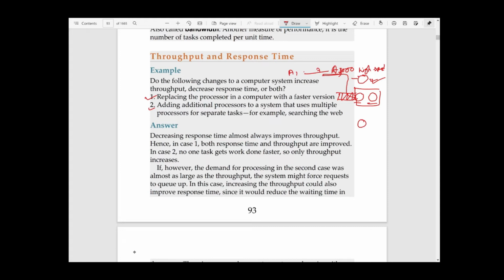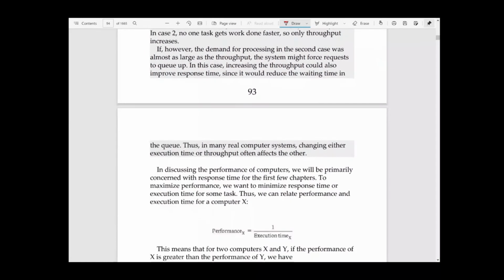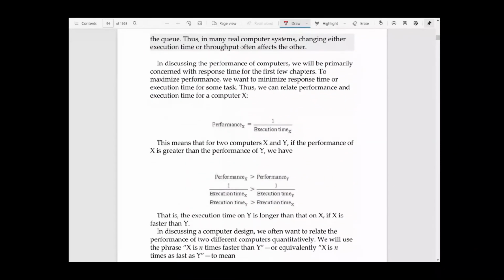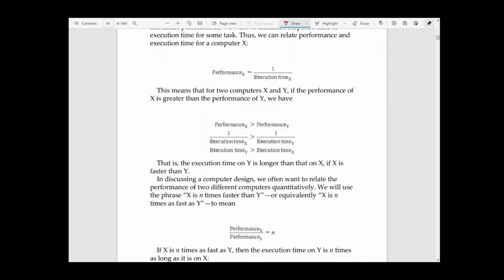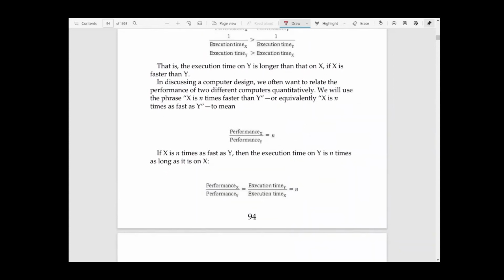So all these points are written here, you have to understand it. Read this paper, this chapter, this section, you will understand it. And then there are some formulas written here: performance is 1 by execution time, performance x is greater than performance y. I am not explaining this because I have already explained it in my previous lecture. So read all these things, you will understand.